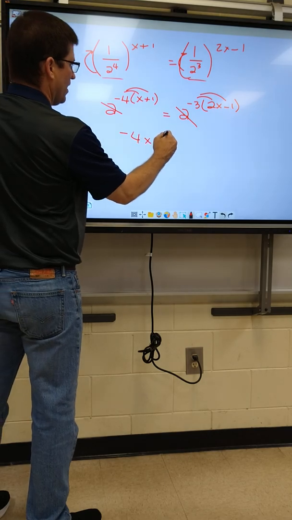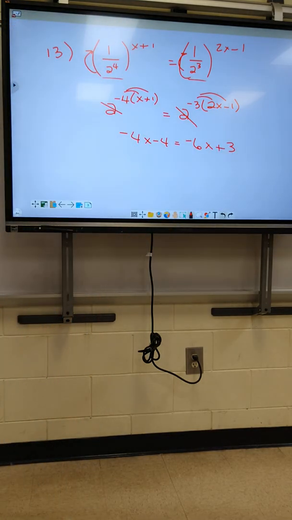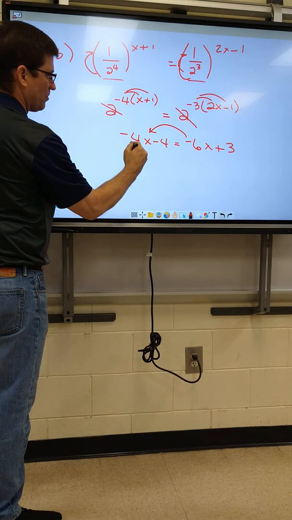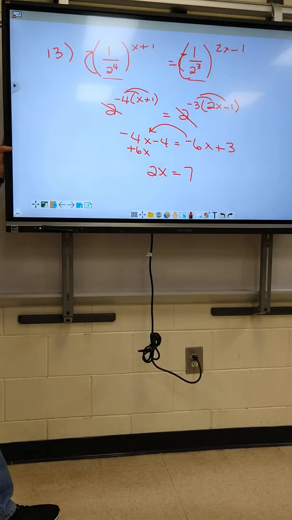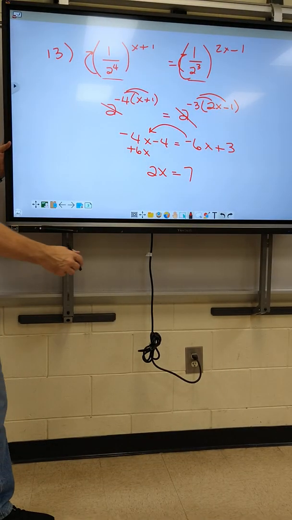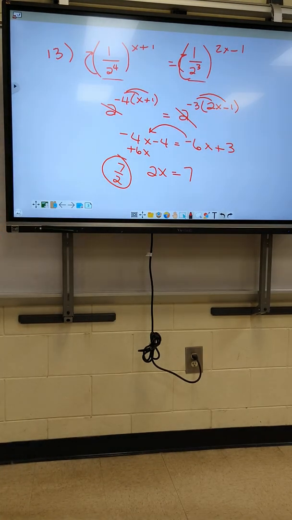I got negative 4x minus 4 equals negative 6x plus 3. All right, what happens with negative 6 when I bring it over? It becomes a positive 6. All right, I did get a fraction on this one. What'd y'all get? 7 over 2. Yeah, divide by 2, and I got 7 over 2. You can just leave it as a fraction. You don't have to make it a decimal. Look at those final 4 ones.